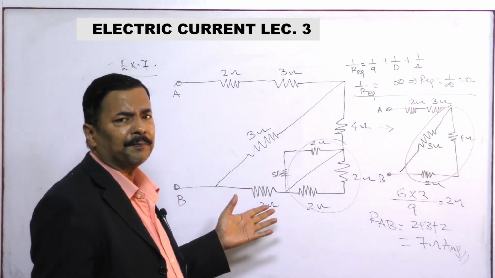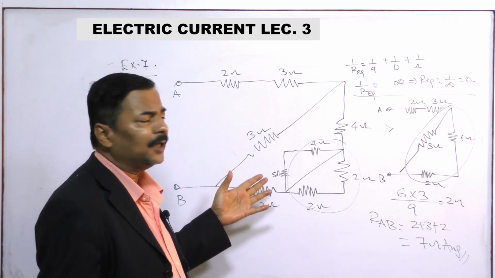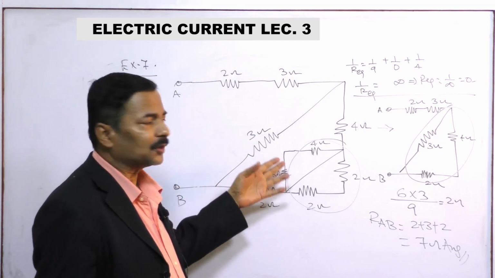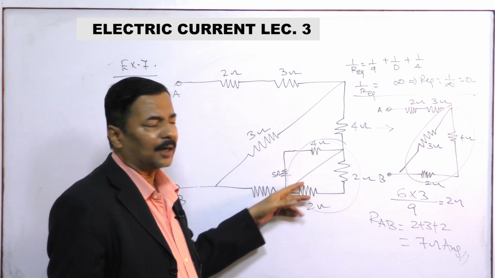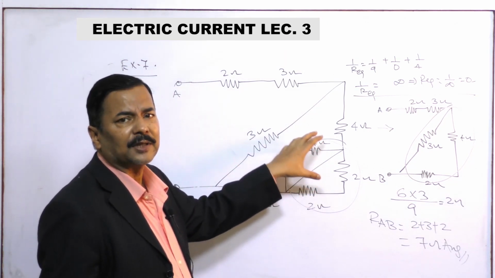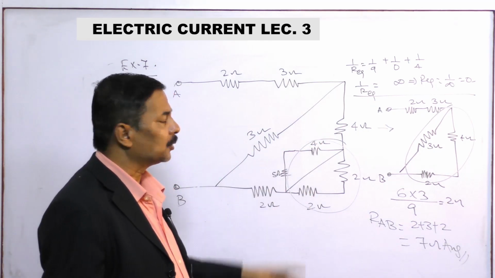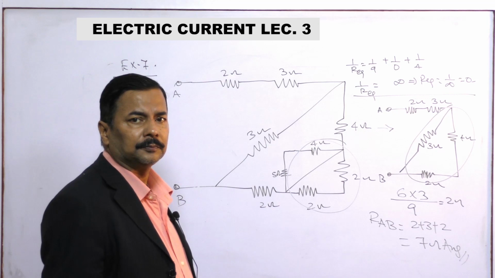So this question of short circuiting I have introduced for your understanding, so that you can understand the concept of short circuiting also. Short circuiting means connecting a wire, then the effective resistance behaves like a simple wire. So this thing also should be clearly understood by you people.